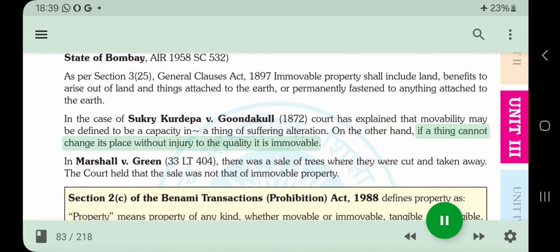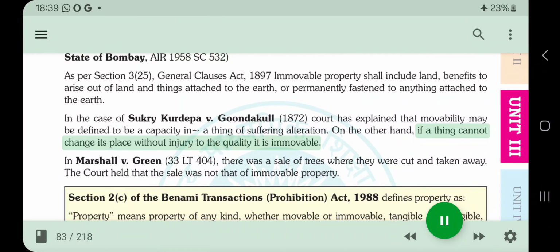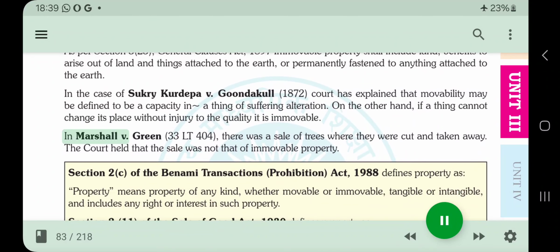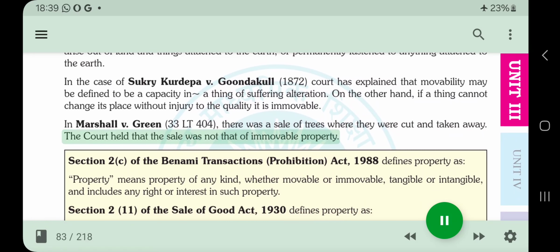On the other hand, if a thing cannot change its place without injury to the quality, it is immovable. In Marshall v. Green, 33 LT 404, there was a sale of trees where they were cut and taken away. The court held that the sale was not that of a movable property.